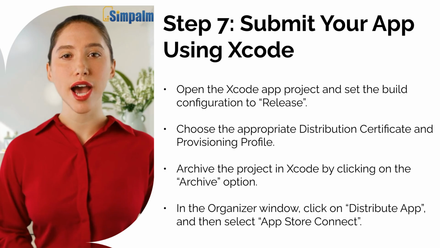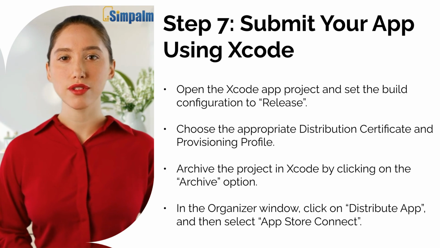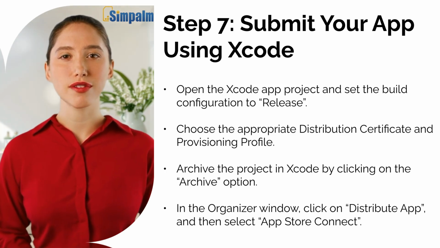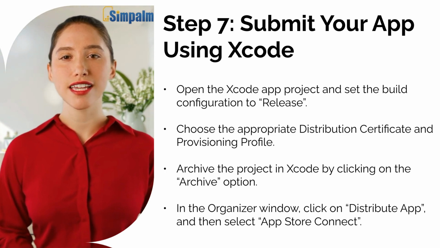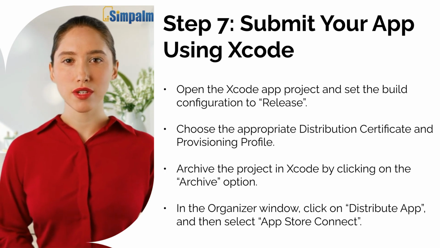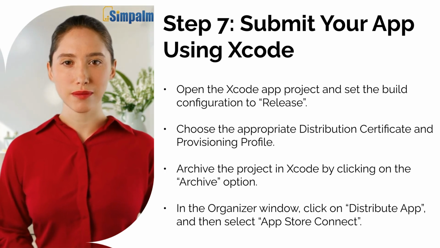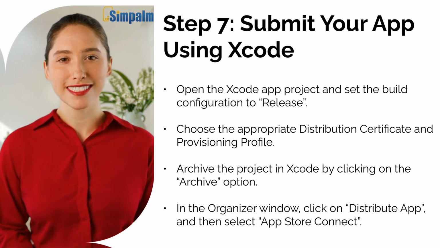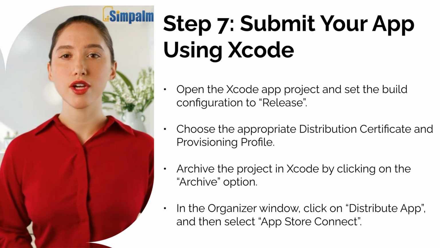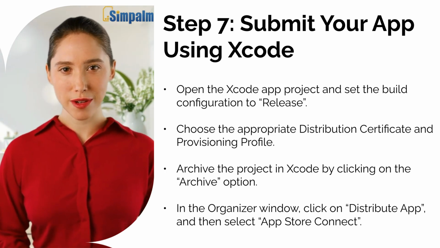Step 7. Submit your app using Xcode. In order to submit your iOS app to the App Store, you must first open your Xcode project and then set the build configuration to Release. Now, you have already created the distribution certificate and provisioning profile for your app, which you must then select as prompted on the screen. Once done, go to the Product tab on the menu bar of Xcode and click on Archive, which is an important step for submitting your app to the App Store. This process helps the app prepare itself for distribution. Now, go to the Organizer window and click on Distribute App, followed by choosing the App Store Connect option.